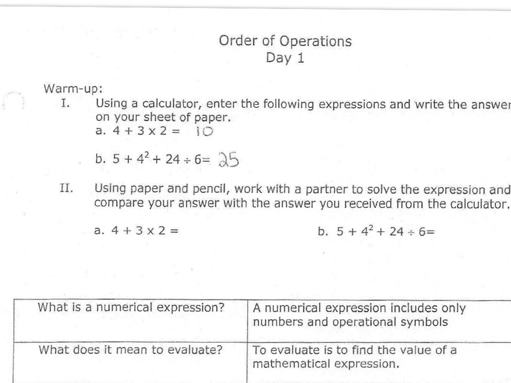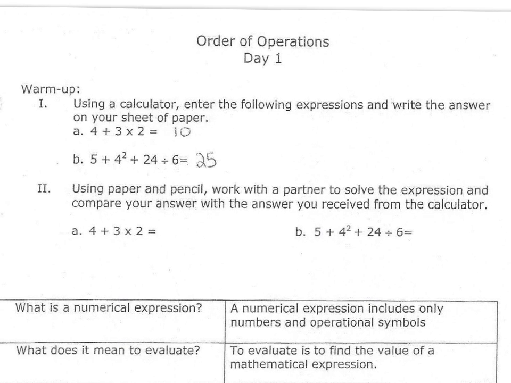So for A, the answer is 10, and for B, the answer is 25 if you enter it into your calculator. Now, what I was trying to show you is that the calculator automatically does order of operations for you. That's why I don't want you using a calculator on this section of the course, because you need to learn how to do it on your own without a calculator. So the calculator already knows how to do order of operations. Some of you may have learned about order of operations in the past, some of you may not.